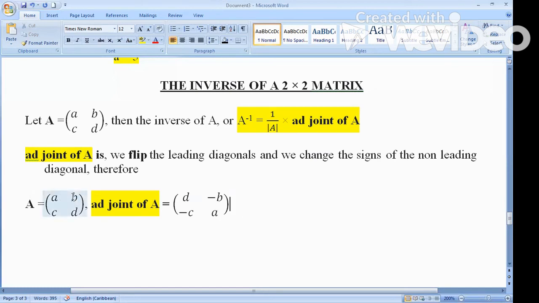Suppose B was negative in the original A. Then this would have been plus. Right. Everybody see that? All right. Let's look at an example. Let's say L is this matrix there.